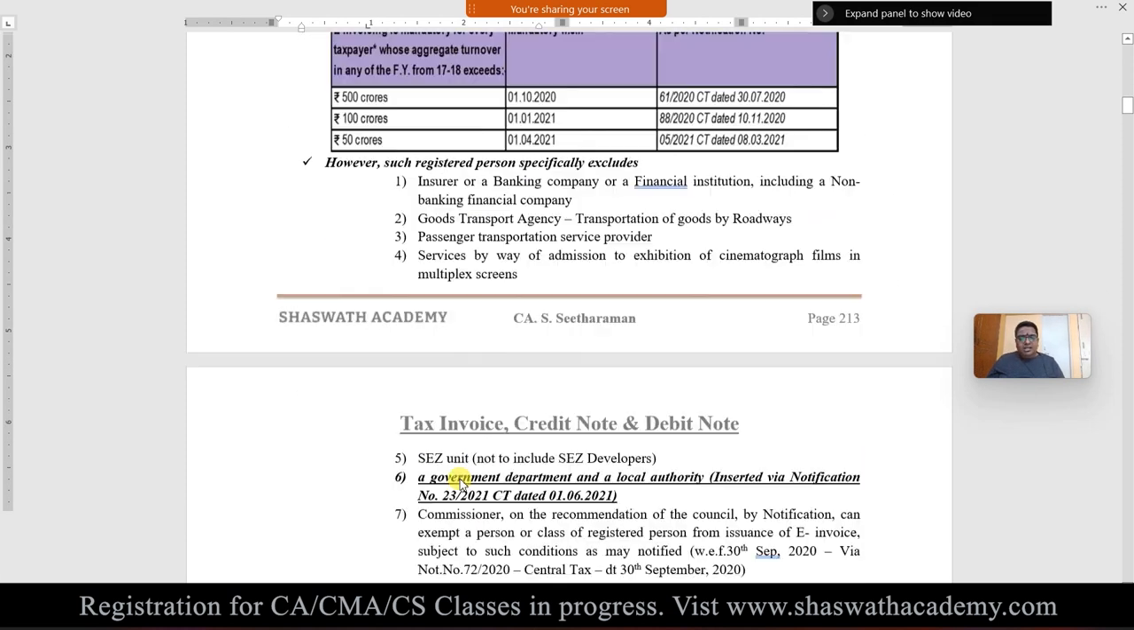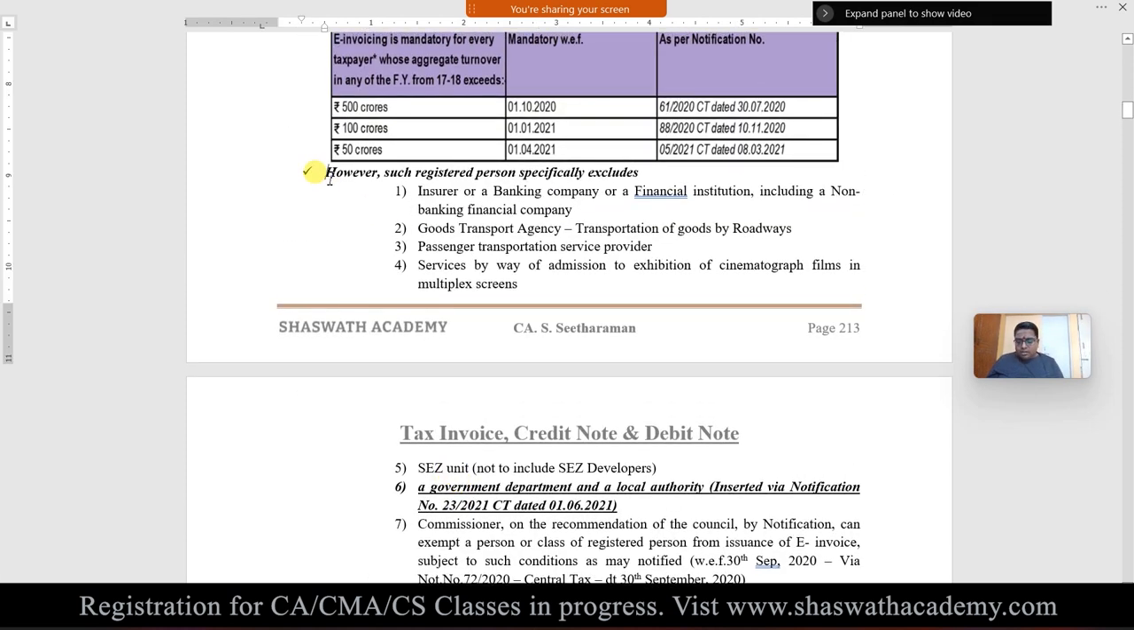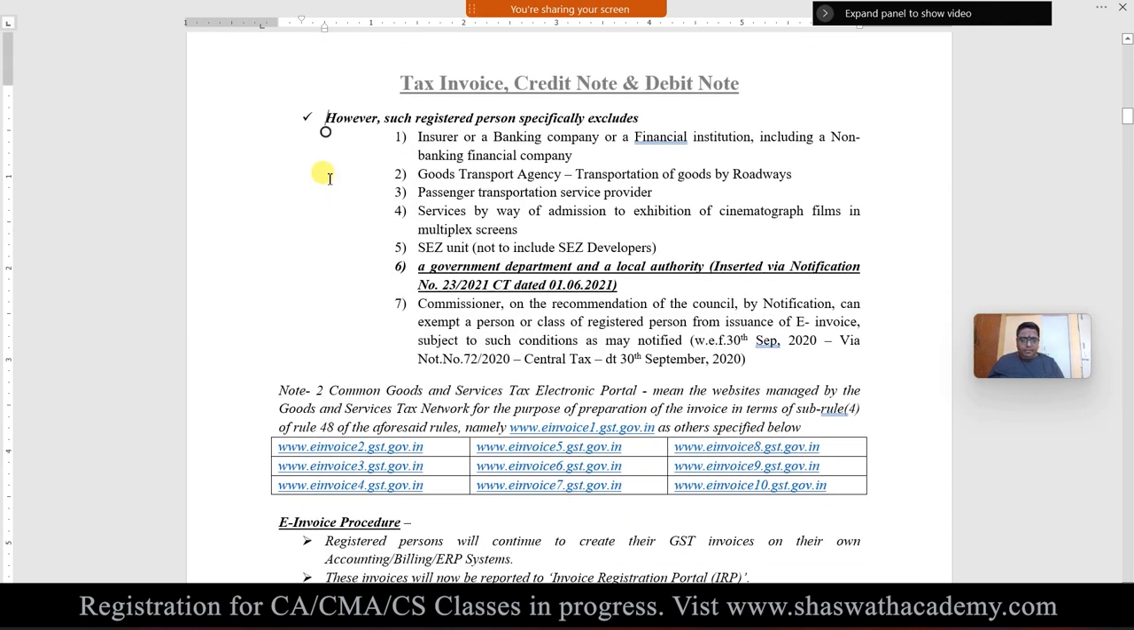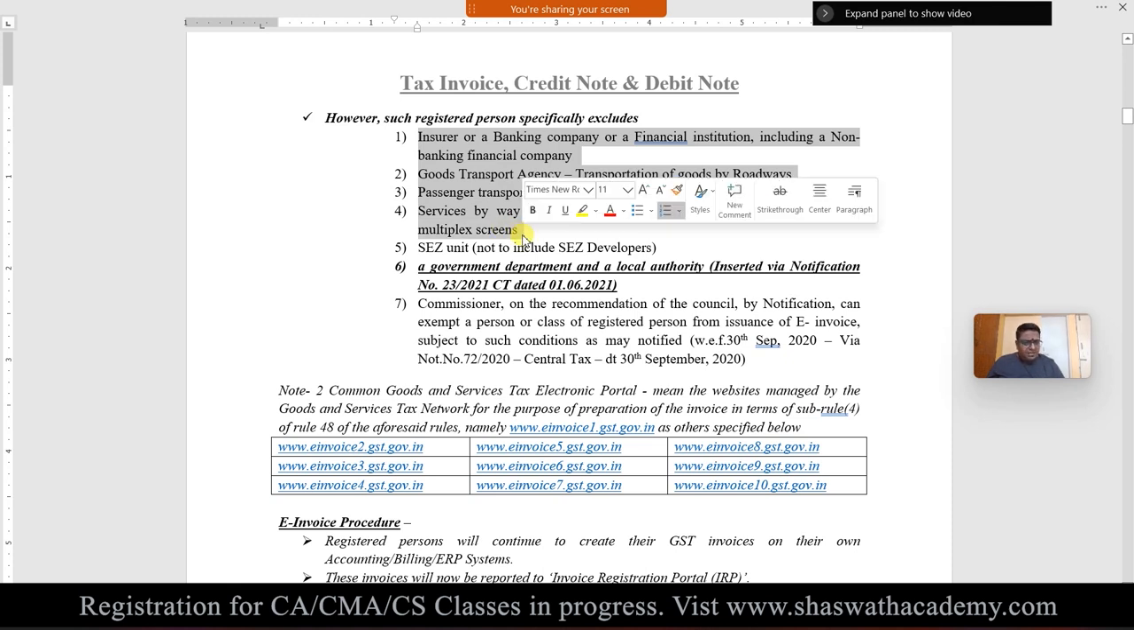But this is not applicable to some cases. To whom is this not applicable? Guys, very simple. For insurance company, banking company, financial institutions, NBFC, this is not applicable. For goods transport agency, this is not applicable. For transportation of passenger service provided, this is not applicable. Service by way of admission to exhibition of cinematography films in multiplex screens, nothing but our multiplex theaters. Inox, PVR, Satyam Cinemas, we are going, no. Those kind of theaters are not supposed to do it.